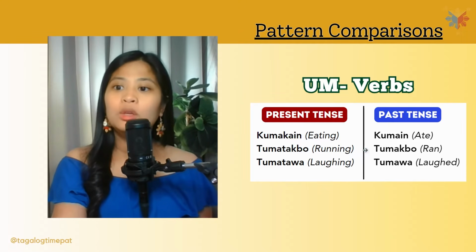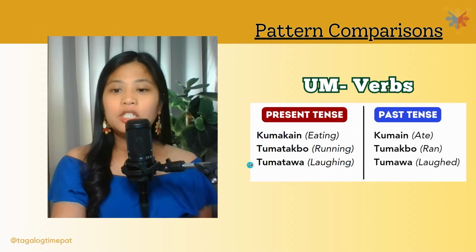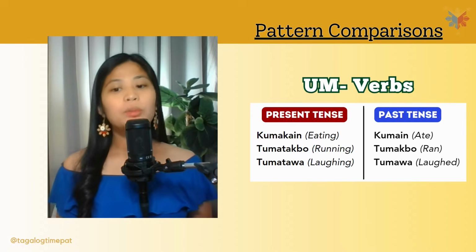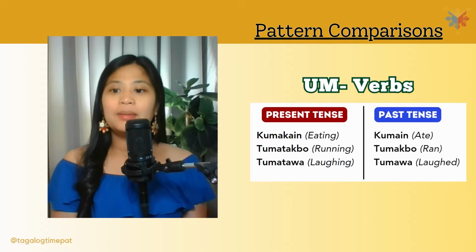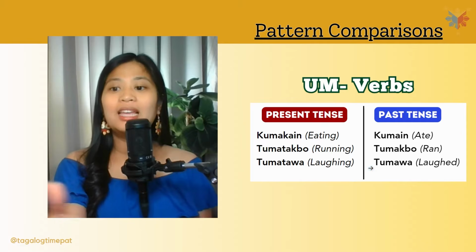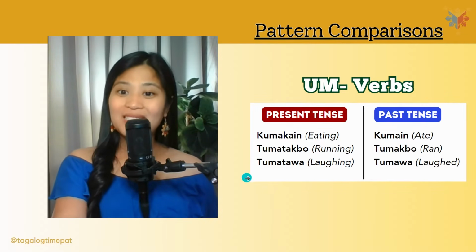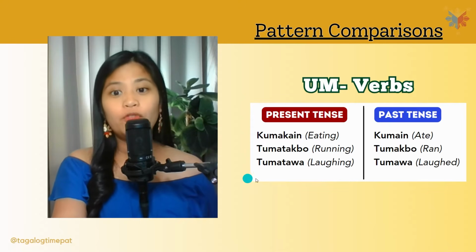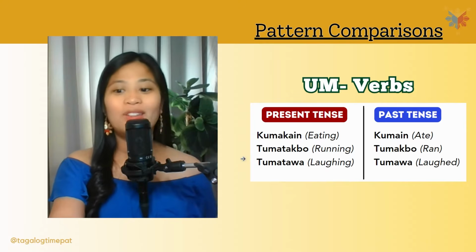He ran. Then for the word tawa, which means to laugh, in the present tense, it's tumatawa. Tumatawa sila. They are laughing. In the past tense, it's tumawa. Tumawa sila. They laughed. Again, if you need to review the present tense conjugation patterns for um verbs, be sure to watch lesson 3 because I go over all of that and there are practice questions as well.